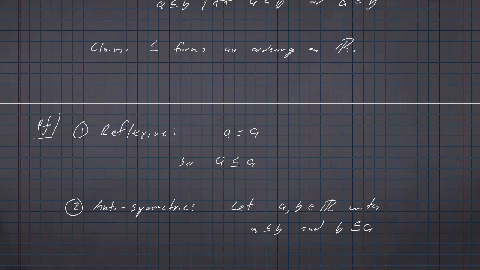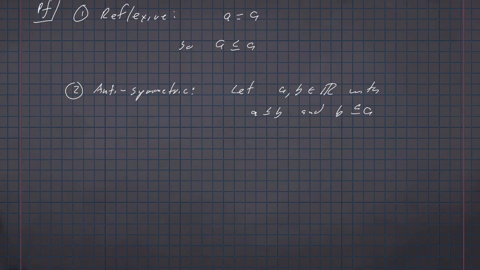The anti-symmetric property tells us that if we have two real numbers A and B, where A is less than or equal to B and B is less than or equal to A, then A and B must be equal.